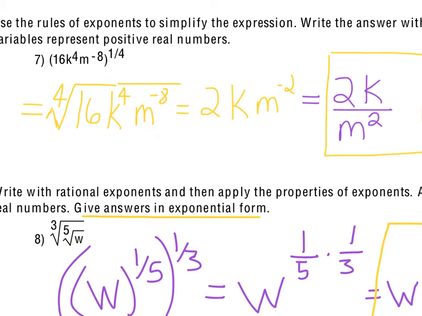And this one actually works out fairly perfectly because the 4th root of 16 is 2. You can 4th root k to the 4th, you just get k, and you can 4th root m to the -8th, you get m to the -2. Now, we can't have a negative exponent in our answer, so we use the negative exponent property to drop the m squared down to the denominator. So 2k over m squared is what we end up with for that one.